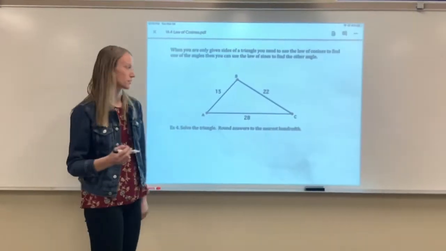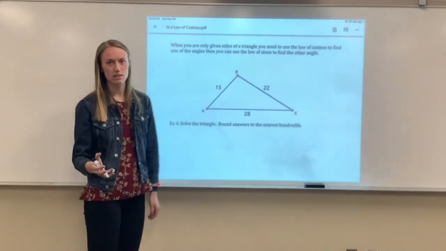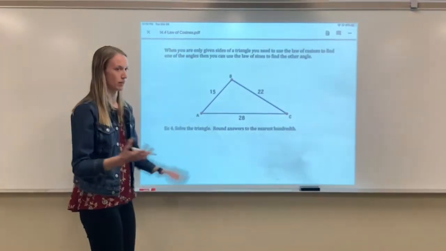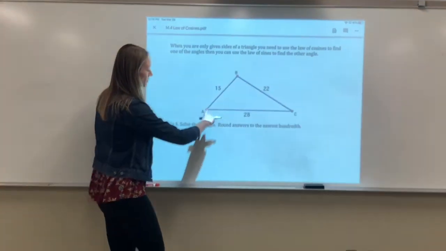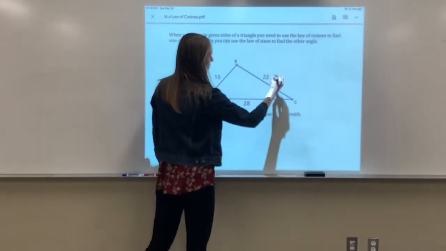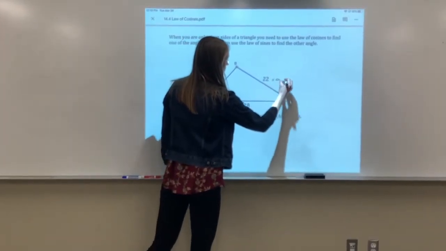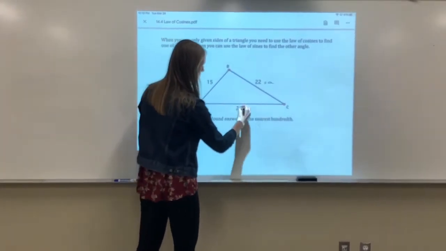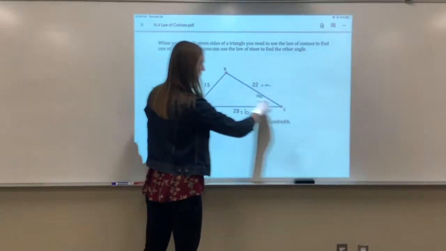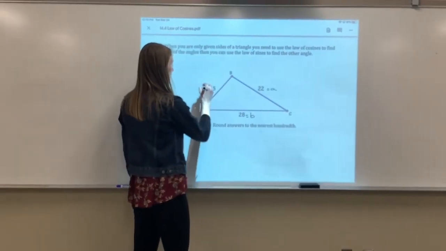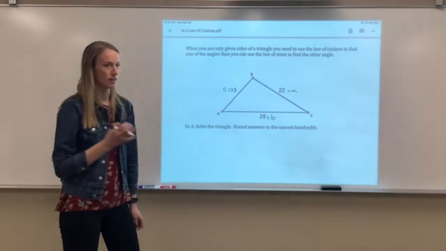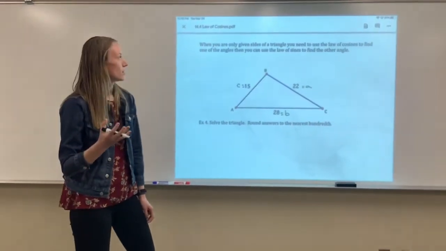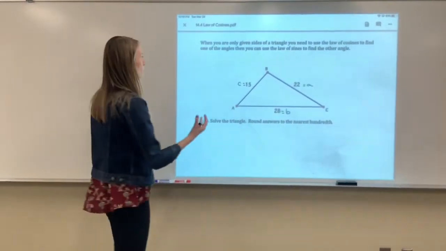So we definitely can't use law of sines because we don't have any angles. So remember, angle A, the side length opposite that, is going to be side length A. Angle B, the side length opposite that, is going to be side length B. Angle C, the side length opposite that, is side length C. And that'll help us when we're filling out our law of cosines to find our first angle.